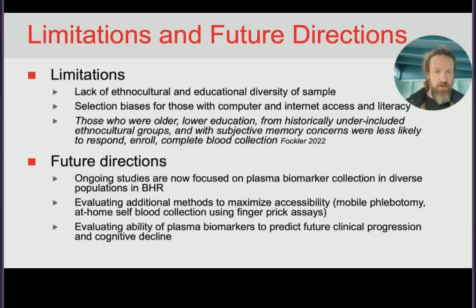In terms of the future work on this theme, we have ongoing studies now focused on plasma biomarker collection in diverse populations in the BHR. We're also evaluating additional methods to maximize accessibility, such as mobile phlebotomy, at-home blood collection using a finger prick assay, and so on. We're also evaluating the ability of these plasma biomarkers to predict future clinical progression and cognitive decline. All right.